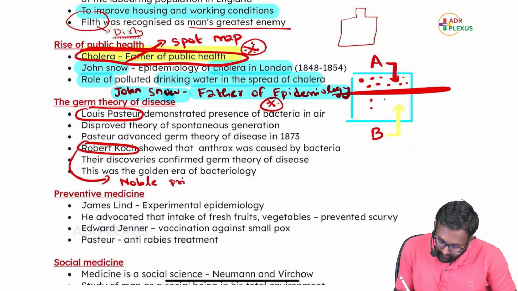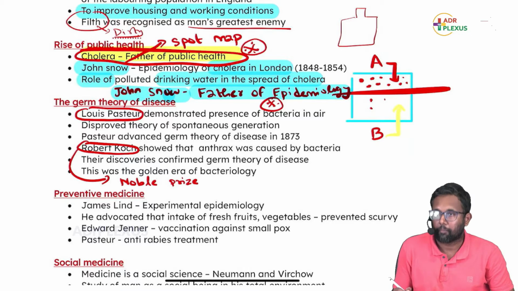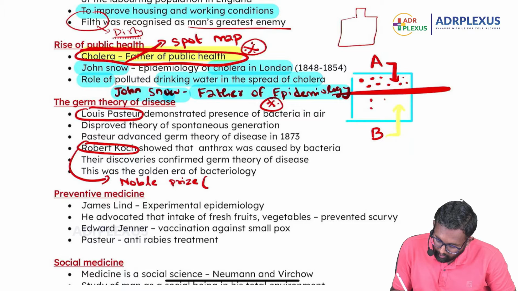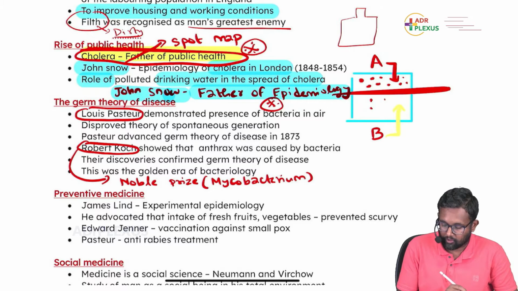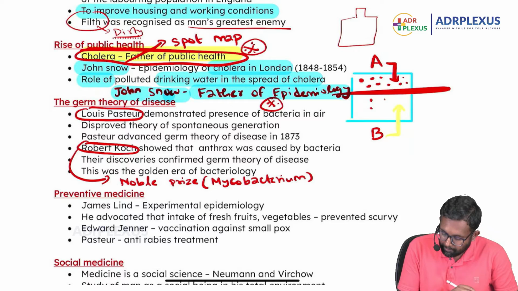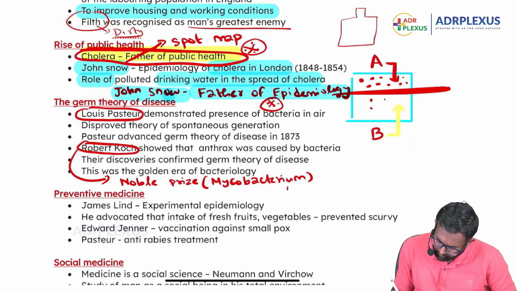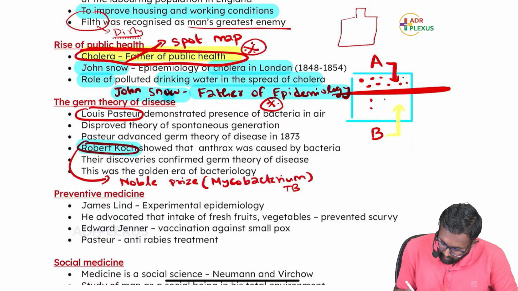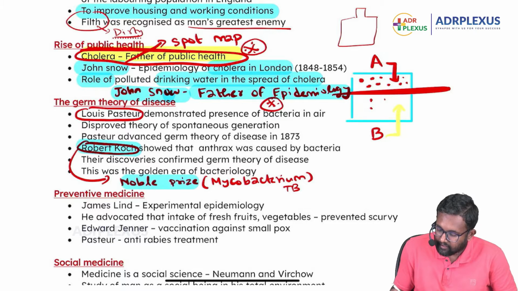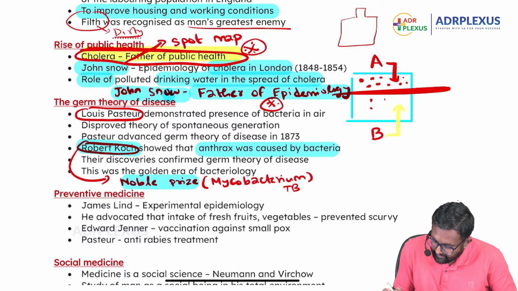Robert Koch was given the Nobel Prize mainly for his work on Mycobacterium tuberculosis. So of the two persons, Robert Koch was given the Nobel Prize. Other than this, he also worked on anthrax.